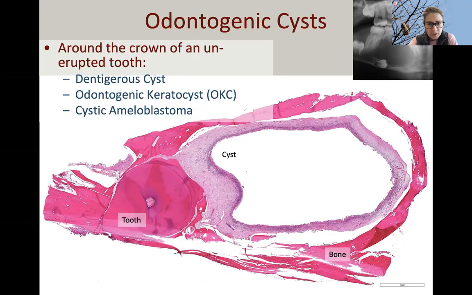So the most common things we see are cysts that tend to occur around the crown of unerupted molars. Now, this isn't necessarily uniform, but this is a very common setting in which these occur. So you can see the unerupted molar here. You can see this radiolucency around it. The three main types of cysts we see are dentigerous, odontogenic keratocyst, and cystic ameloblastoma. But of course, in order to determine which of those it is, we have to examine the surface epithelium of that cyst.